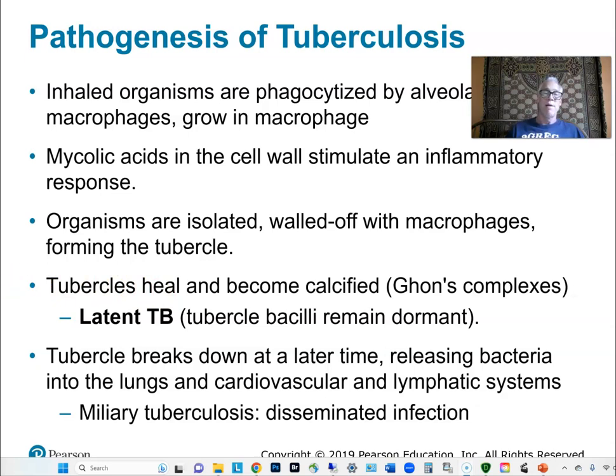And there's a latency period while this is all happening, while those tubercles, those spherical chambers of bacteria in your lungs, hang out, and eventually they'll break back open and spread the bacteria throughout your body. The tubercle will someday break down and release the bacteria. That's called miliary tuberculosis, when it's disseminated in the body, and that can cause fatal infection.